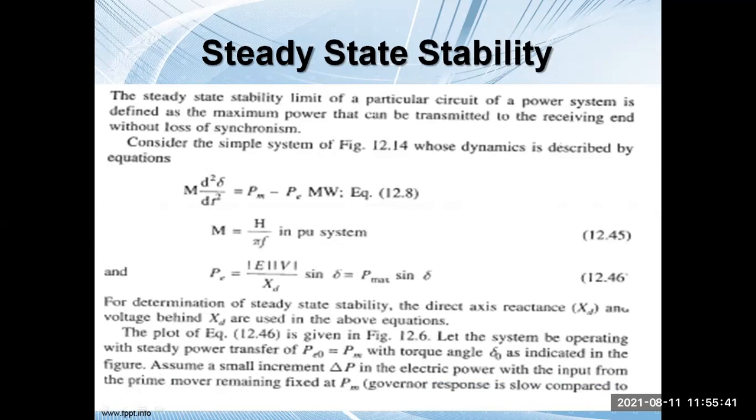That means the synchronism should be continued. And without loss of synchronism, how much maximum power can be transferred from the sending end to the receiving end, that is basically your steady state stability limit.